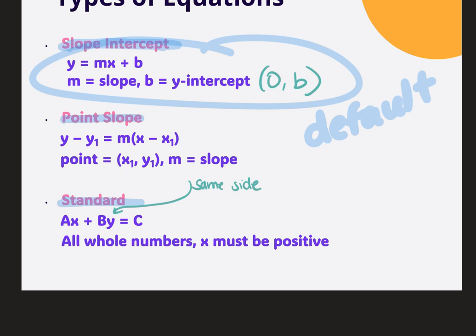Standardized tests sometimes do ask you, take this equation and put it in standard form. And in that case, we would get rid of the fractions, we would get rid of the decimals, x and y on the same side, and x is positive. This could also be called general form.